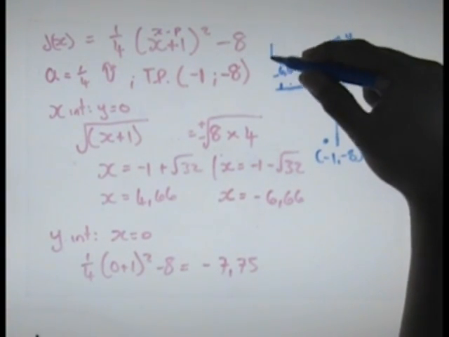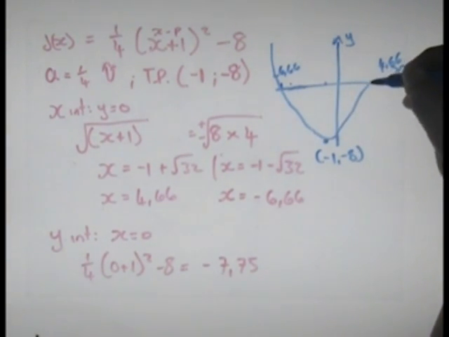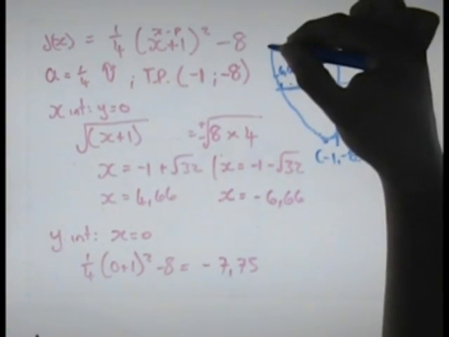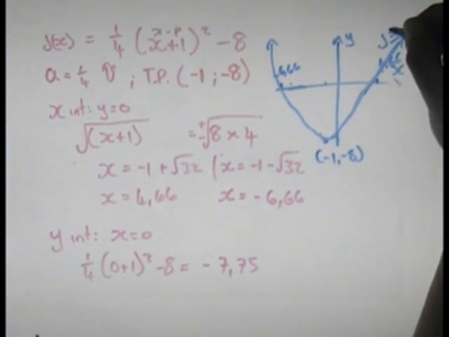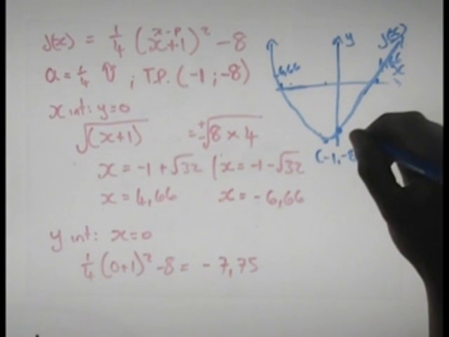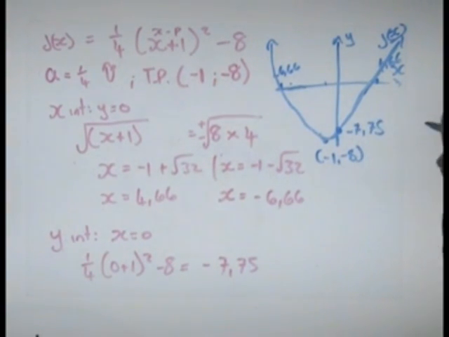That means my graph is going to look like that. Whoops. My graph is going to look like that. Label it as j of x, and the y-intercept was at -7.75.